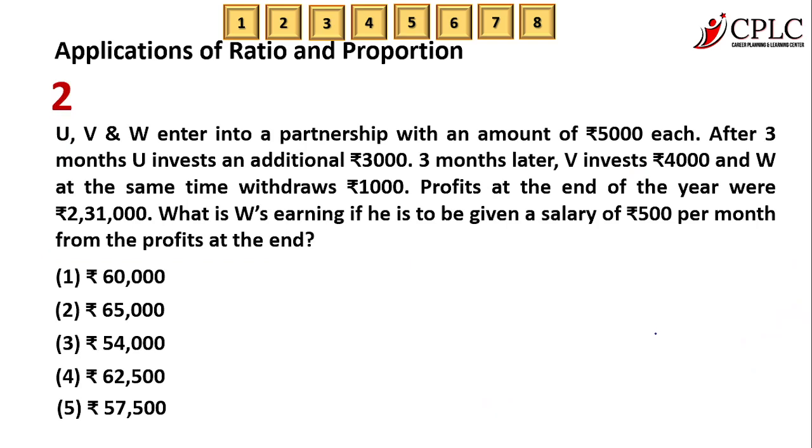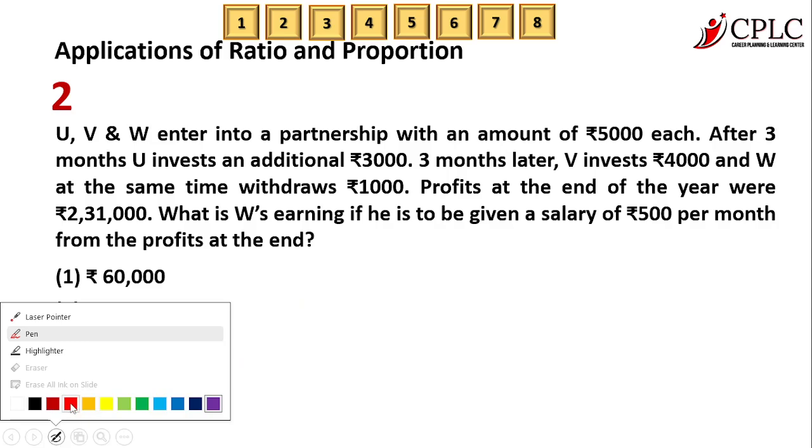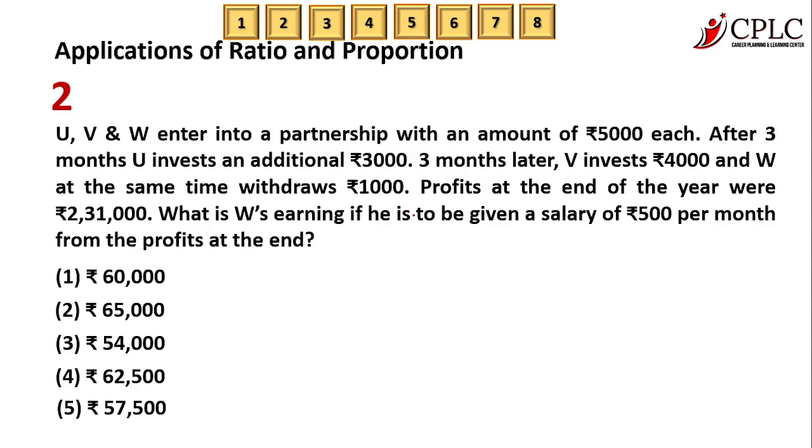Let's do the second one. Quite interesting. It says U, V, W enter into a partnership with an amount of 5,000 each. After 3 months, U invests an additional 3,000. 3 months later, V invests 4,000, and W at the same time withdraws 1,000 rupees. Profits at the end of the year were 2,31,000. What is W's earning if W is supposed to be given a salary of 500 rupees per month at the end?